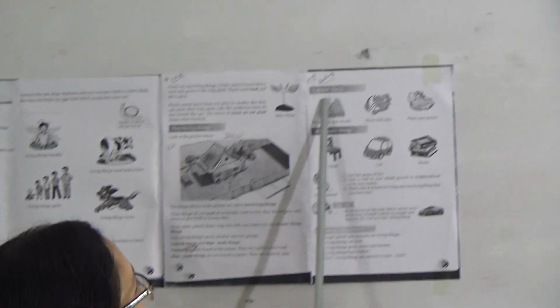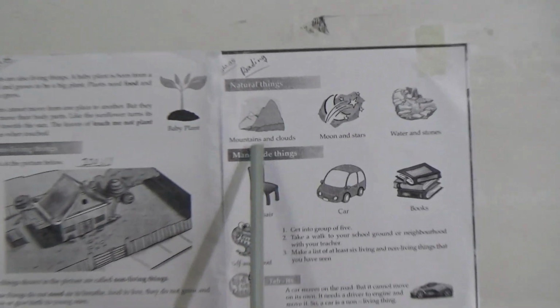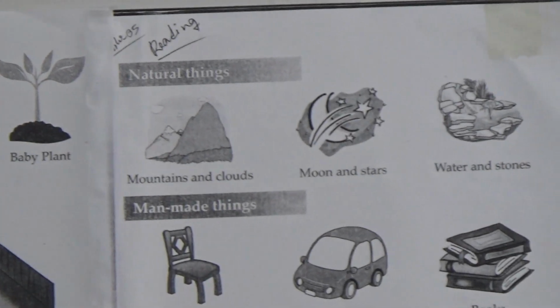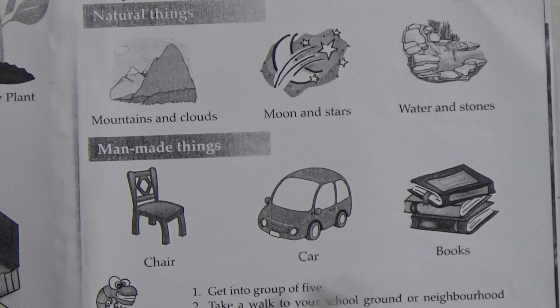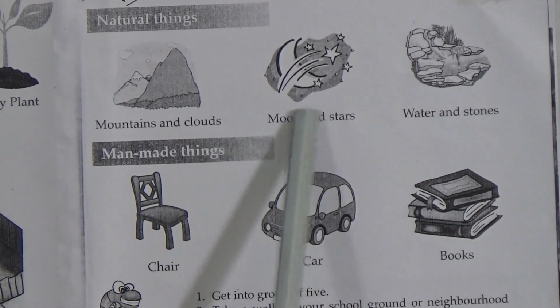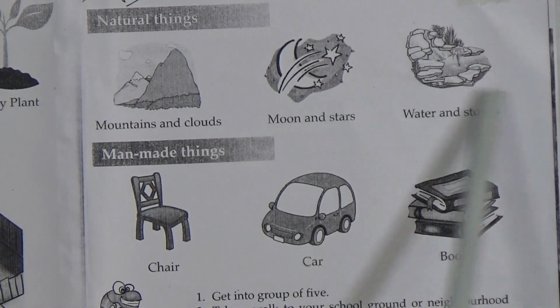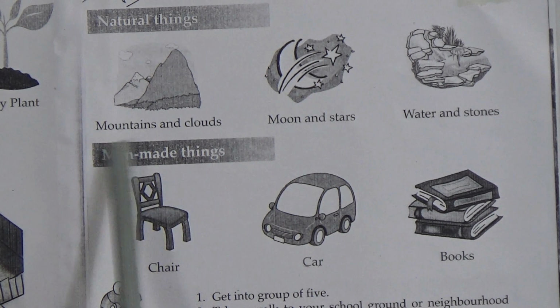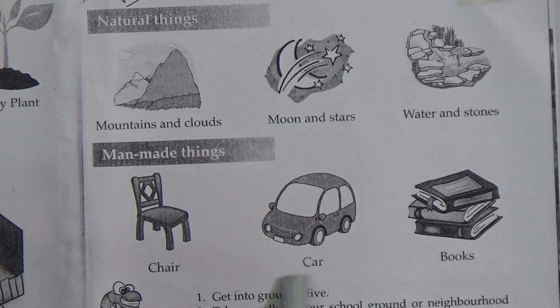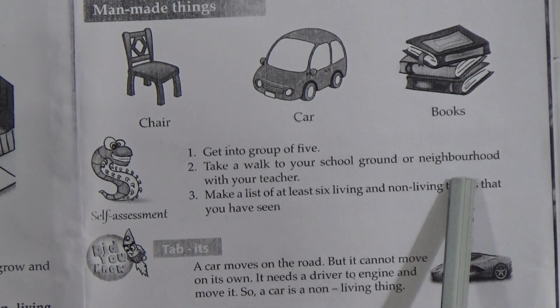So, now natural things, here you see the natural things, mountain and clouds. We cannot prepare a mountain or clouds, so they are natural things. Moon and stars, they are natural things. Water and stone, these things are non-living things, but they are natural things because we cannot prepare them. And man-made things, here chair, car, books, all of these things are man-made things.